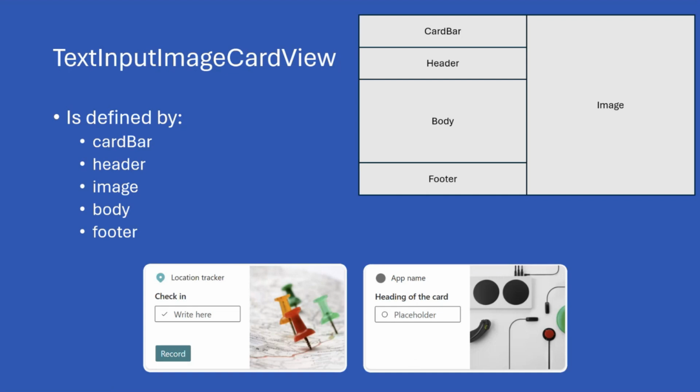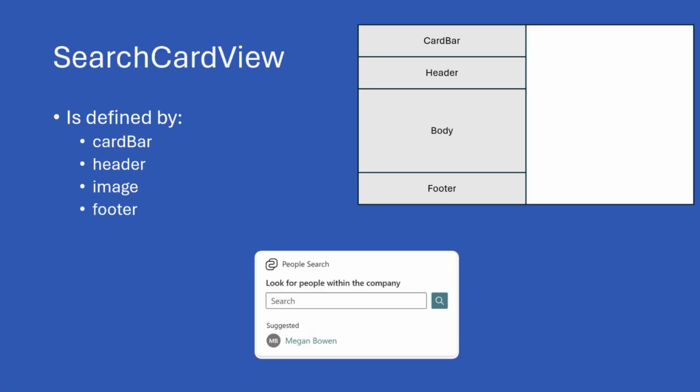One last option that we have in the set of out-of-the-box available card designs is the search card view design, which is the one that allows you to create a search card through which you can provide a search query, click on a button, get a preview of the output of the search results, and eventually open a quick view to show the detailed list of results. In this configuration, we have the card bar, we have the header. In the body and in the footer, we have specific content which is specific for the search card view.